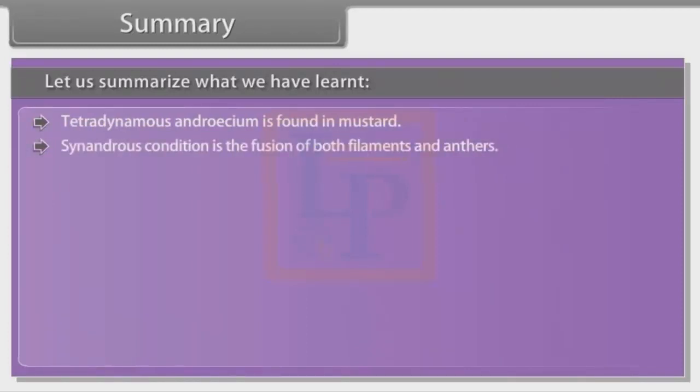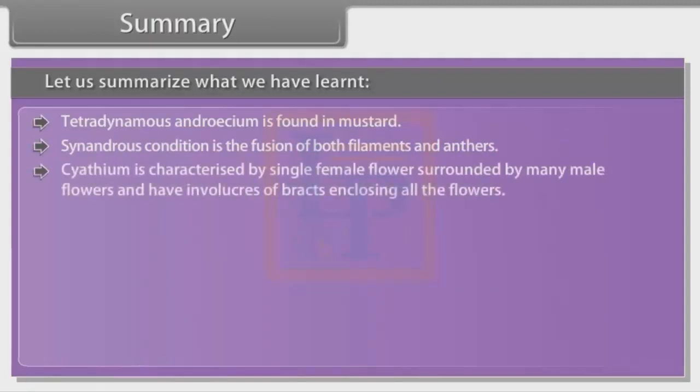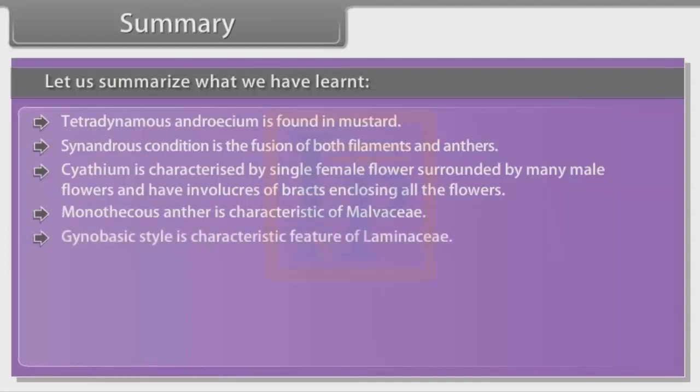Synandrous condition is the fusion of both filaments and anthers. Cyathium is characterized by a single female flower surrounded by many male flowers, with an involucre of bracts enclosing all flowers. Monothecous anther is characteristic of Malvaceae. Gynobasic style is a characteristic feature of Lamiaceae. Bicarpellary syncarpous inferior ovary is found in cypsela.